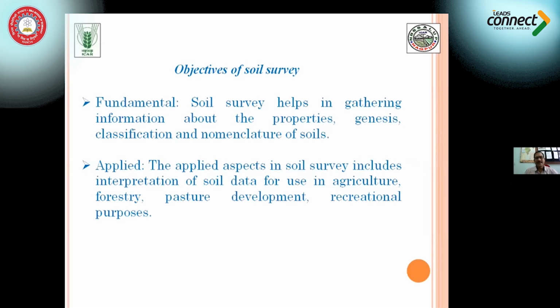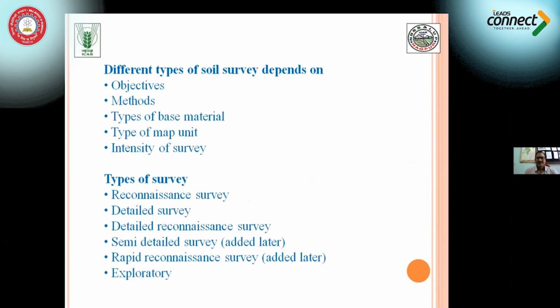And in the case of applied soil survey, the applied aspect includes the interpretation of soil survey data for various uses like agriculture, forestry, pasture development, recreation, and other purposes. There are different types of soil survey, and that depends on the objective, method, type of base map used, type of map unit, and intensity of survey. So these types of survey depend on these parameters.